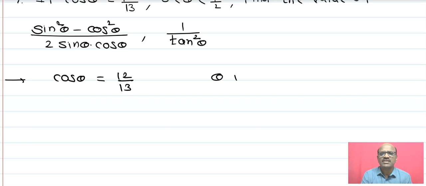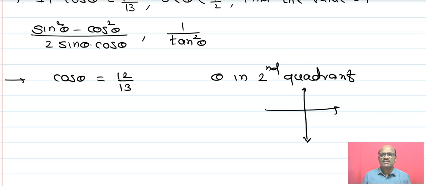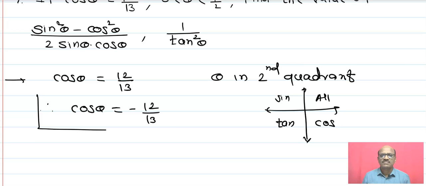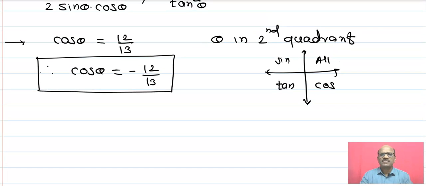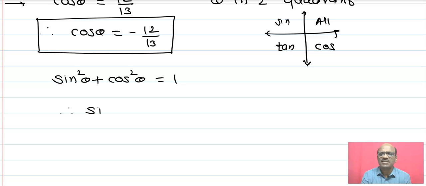sine square theta minus cos square theta upon 2 times sine theta into cos theta. And now theta lies in second quadrant. We have given that in first quadrant all are positive, second sine, third tan, and last is cos. Now what we have given is cos theta is equal to 12 upon 13. Now theta lies in second, therefore cos theta is negative there.